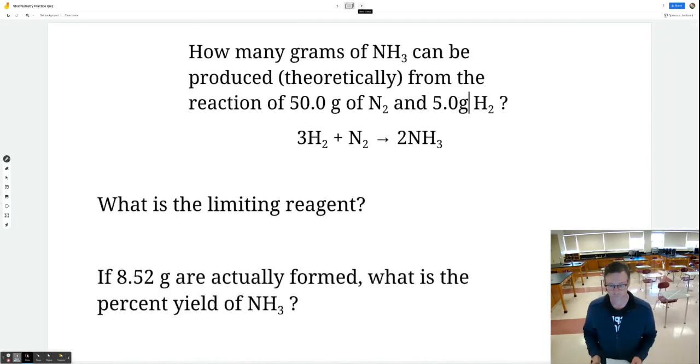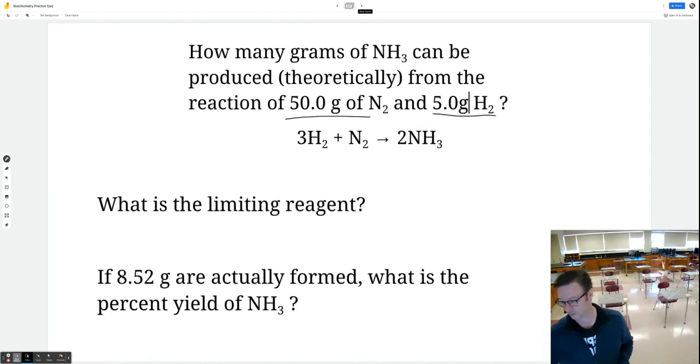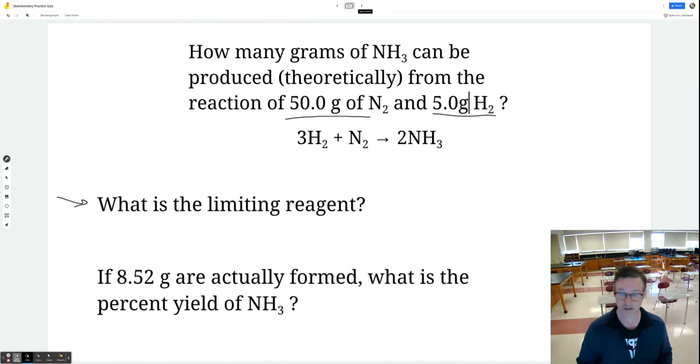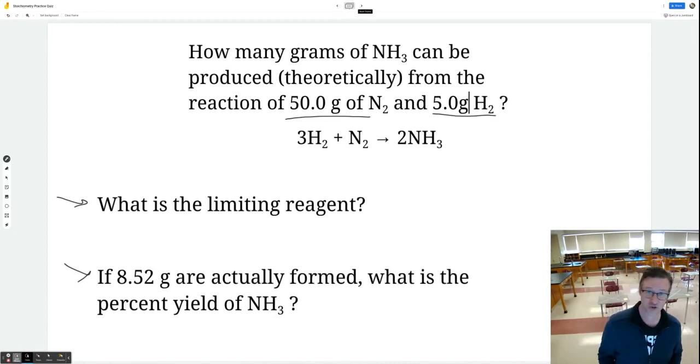All right. The last question is sort of the bring it all together question here. We have two different reactants to start with. We're being asked the limiting reagent, so that part is just like the last problem we did. And then finally, we're given an actual yield of 8.52 grams and asked to find the percent.